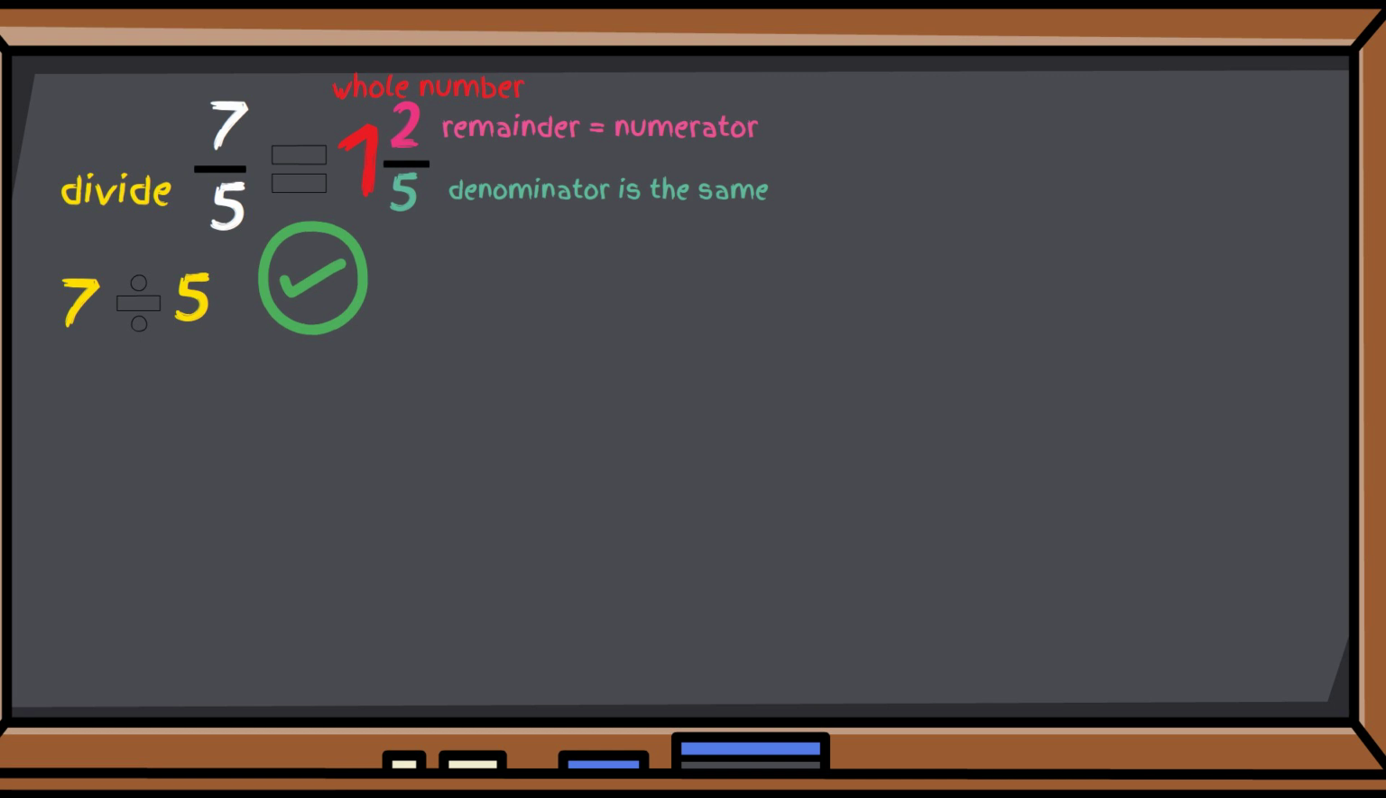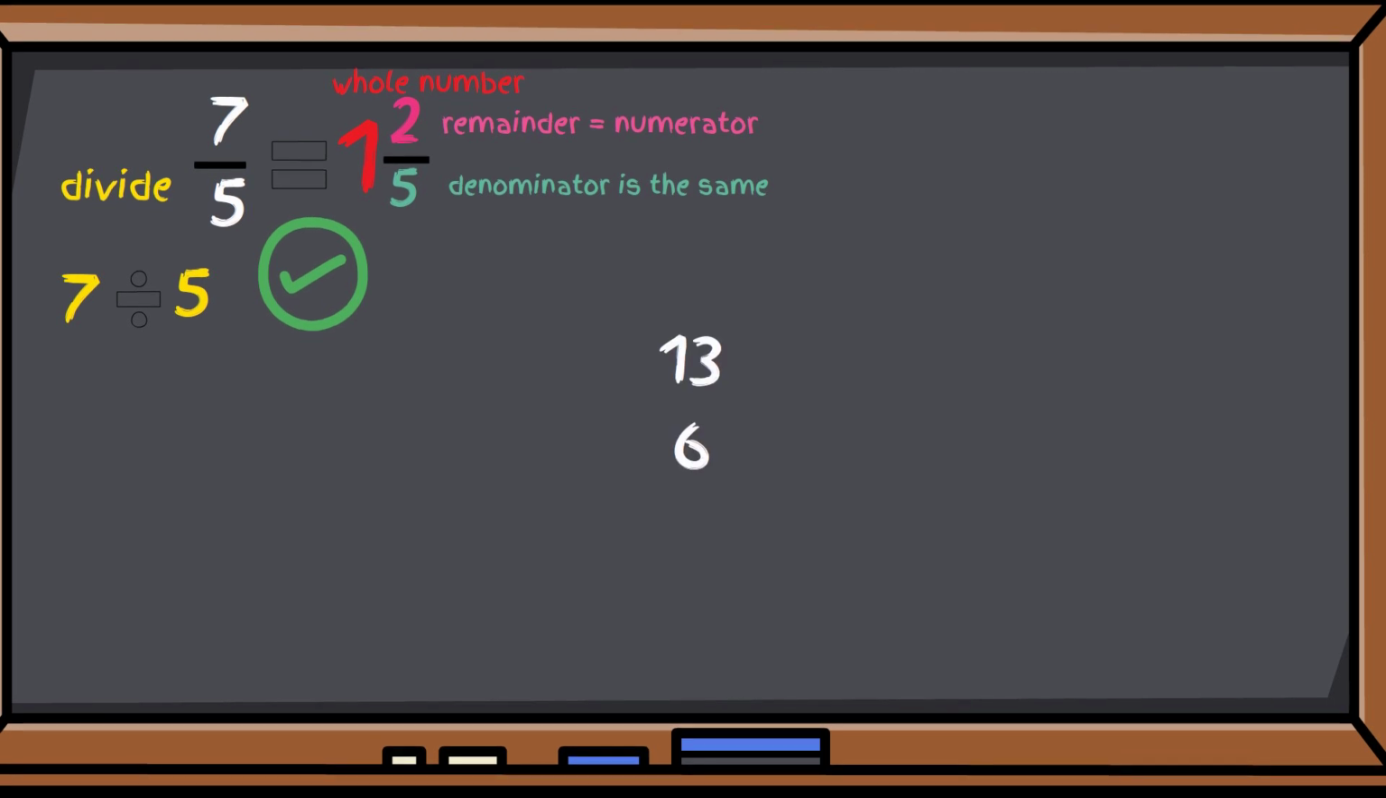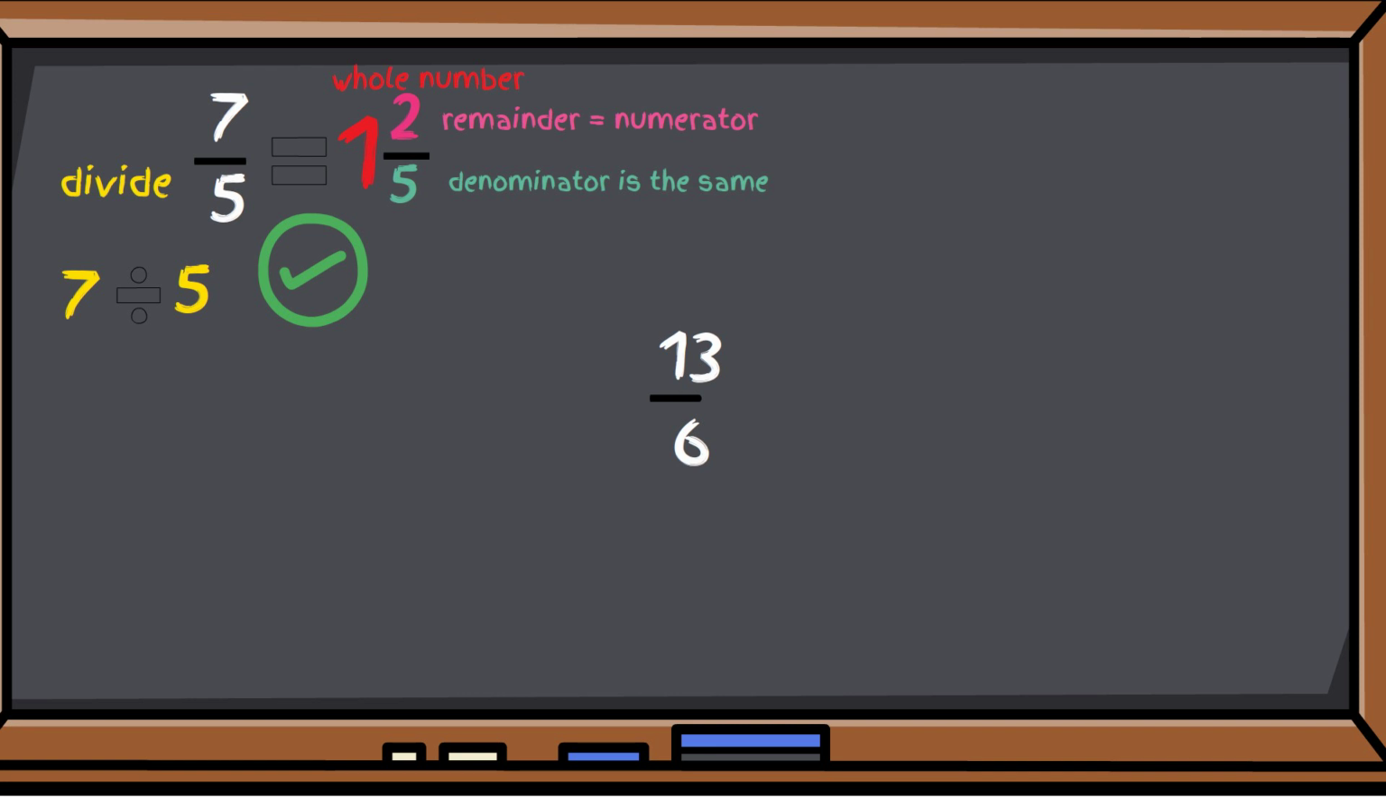All right, number 2, you can try to pause the video to figure it out yourself. Our fraction is 13/6. 13 on top, 6 on the bottom. What we will do is we're going to divide to see how many times 6 goes into 13. Well, 6 times 2 is 12, so 6 goes into 13 2 times. 2 is our whole number of the mixed number.